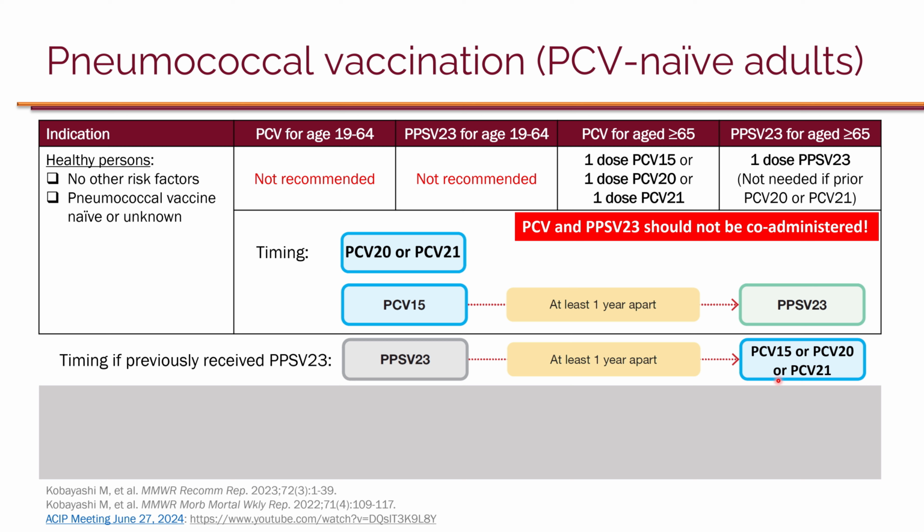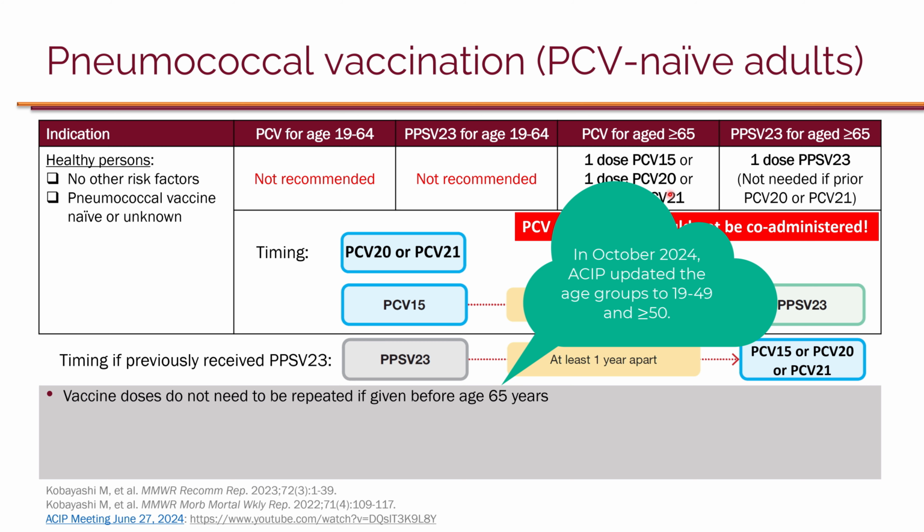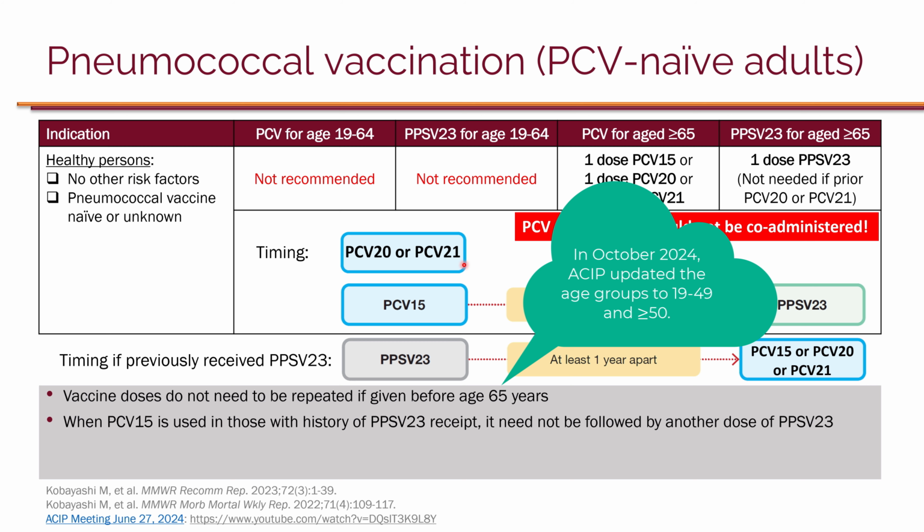So PCV15, 20, or 21, with no specific preference for one over another. Vaccine doses do not need to be repeated if they were given before age 65. In other words, in healthy persons, they don't need to get vaccinated before age 65. They do after 65. But in case somebody went ahead and got it, let's say at age 60 or age 55, by the time they turn 65, there's no need to repeat it. As long as they have got this at some point in their life, that's what matters. They will be protected once they turn 65.